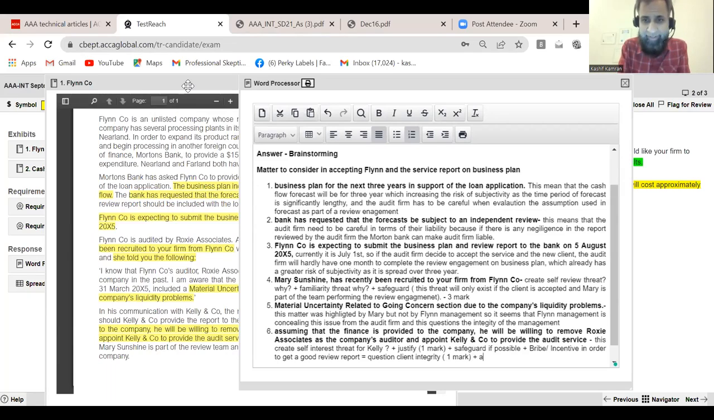Okay. Also, is there an advocacy threat? If you promote the client interest as Kelly, suppose you give a preferential report to Flynn, and because you give a preferential report to Flynn, Flynn is successful in getting the loan. If Flynn is successful in getting the loan, is that an advocacy threat? Promoting the interest of the client. So if Kelly gives you a preferential report, ignoring the material uncertainty, is that an advocacy threat for Kelly? Tell me.